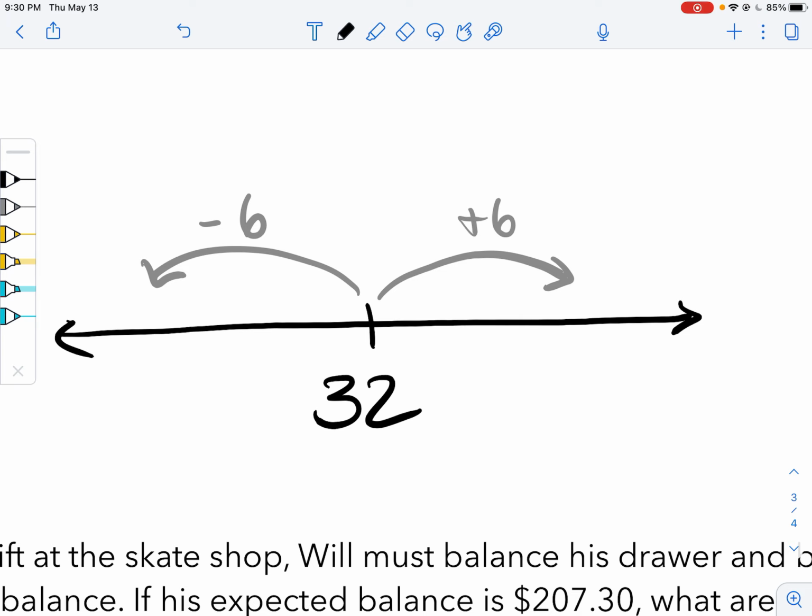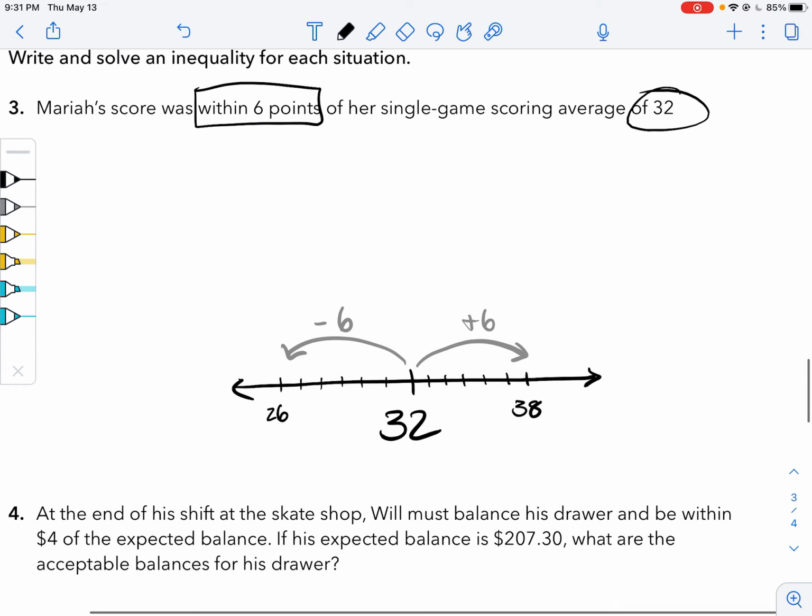So to go back 6 gives us 26, or 38. Okay. So if she's within there, then she is somewhere between 26 and 38. Is that a lot? I think that's a lot. Good job, Mariah. Probably more than I can do, so respect. Anyway.